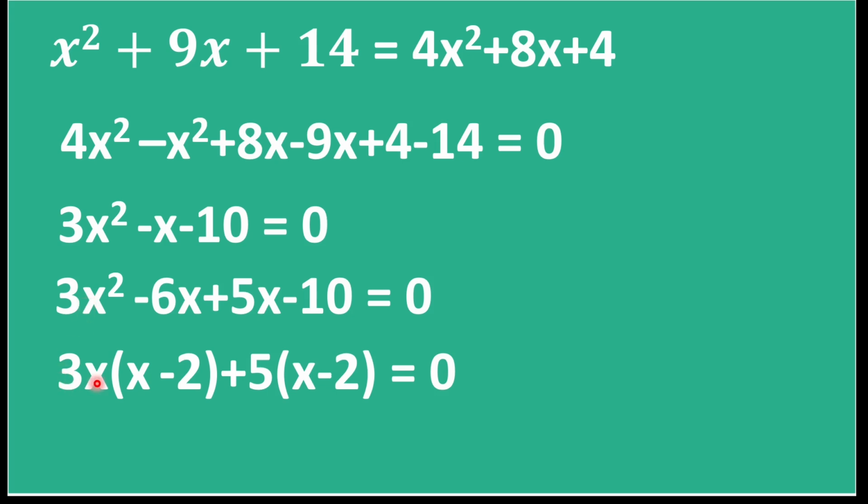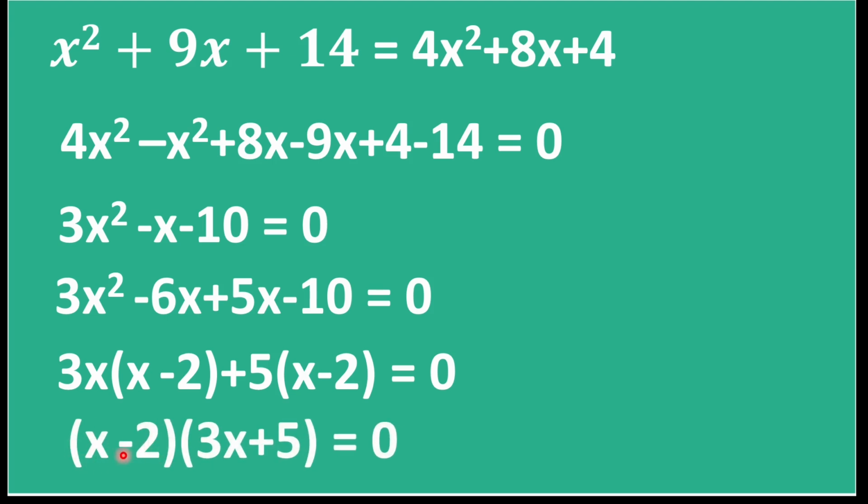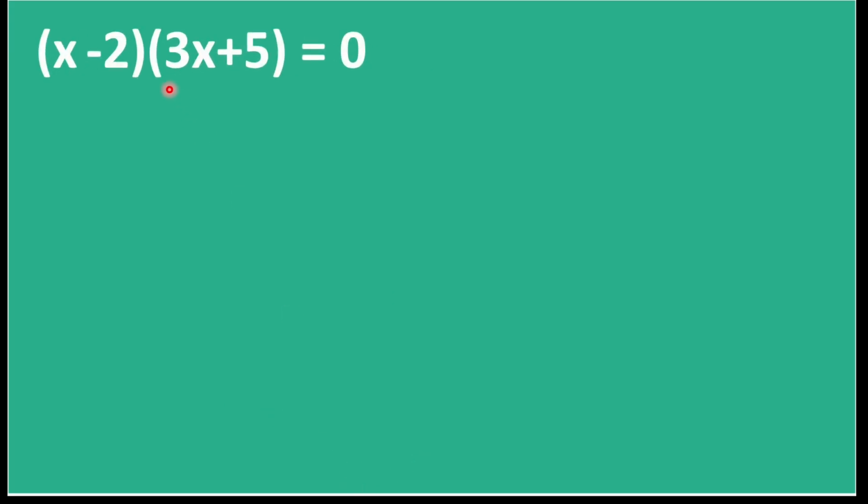So after taking 3x common from here, the remaining will be x over here and minus 2 over here, and after taking plus 5 common, the remaining will be x minus 2, which is equal to 0. And now in these two terms, x minus 2 is common, so we will take x minus 2 common. After taking x minus 2 common, here we have 3x plus 5, which is equal to 0.